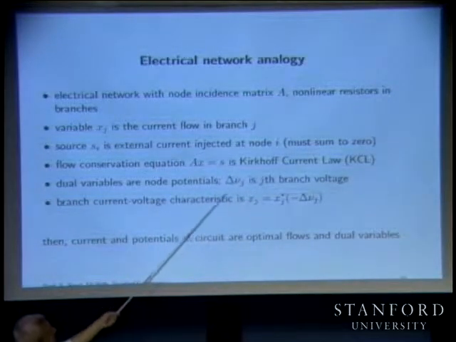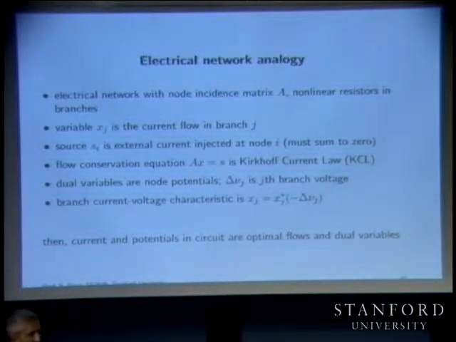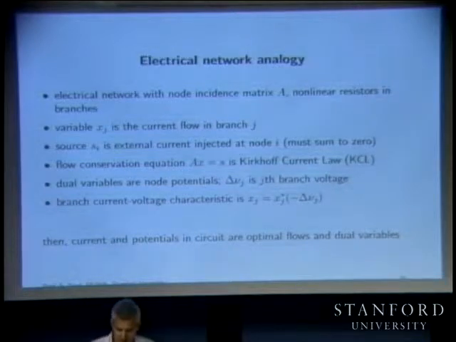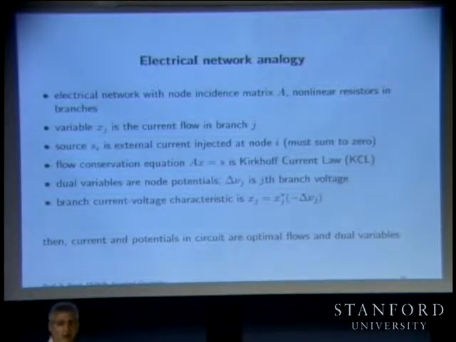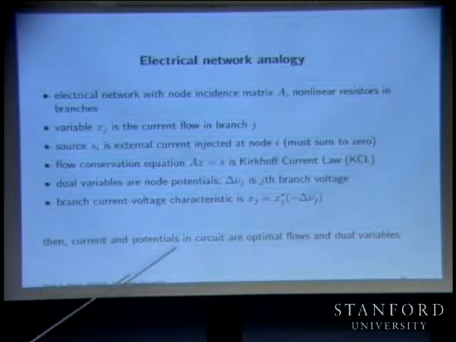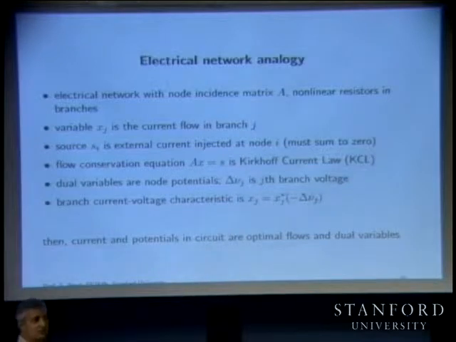And then these are the branch voltages. Of course, in electrical engineering, or anywhere in physics, if you say potential, by implication that's a quantity where differences matter, not the absolute values, unless you have some reference or datum value, a ground potential. That's the same thing here. And the branch current voltage characteristic is exactly this thing, which is the inverse of the derivative of that function.